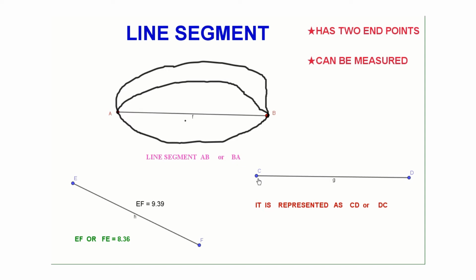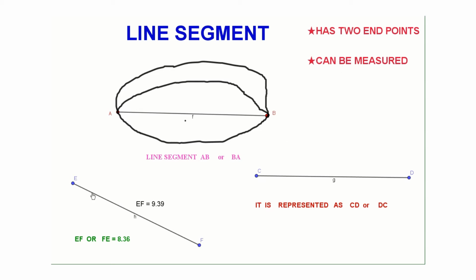Here I have another line segment. This is CD, or I can also call it DC. This is EF or FE. So what are the properties of a line segment? It has got two endpoints. In all these cases you have seen it has got two definite endpoints because it is the shortest distance between 2 points.